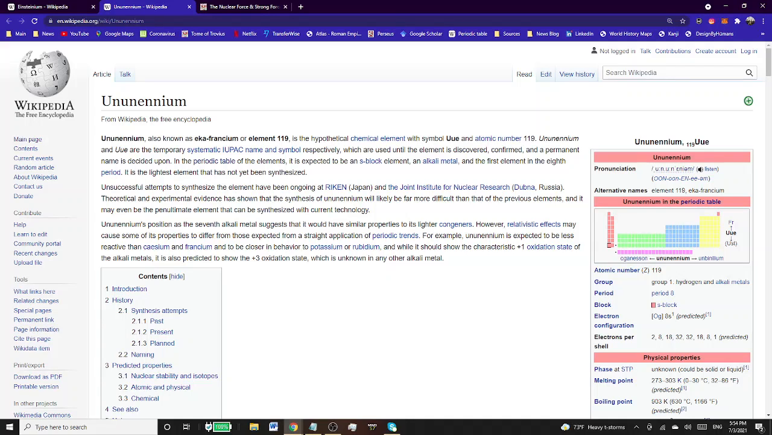It's either ununenium or ununenium. Yeah, I'm comfortable with that. Otherwise known as ecafrancium. Ooh, ecafrancium. Francium is one of the what was it? This is the alkali. Yeah, the alkali metals, and they do not like water. When you expose them to water, they violently explode.